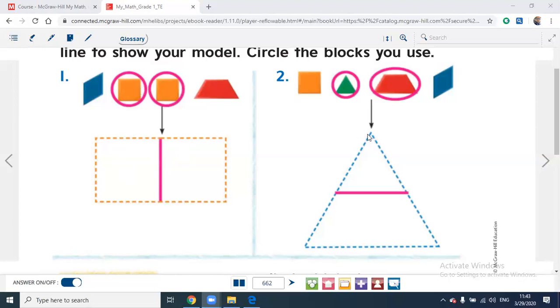And here it was a large triangle. If I draw inside it a line, I have two shapes. The first one is a triangle, the second one is a trapezoid. Circle the triangle and trapezoid that formed the large triangle. Okay.